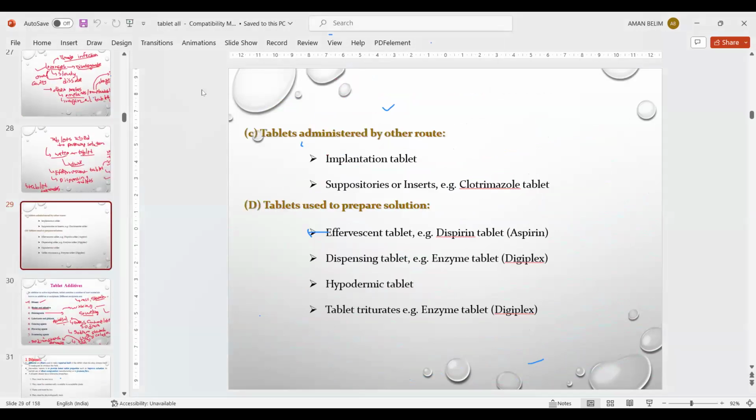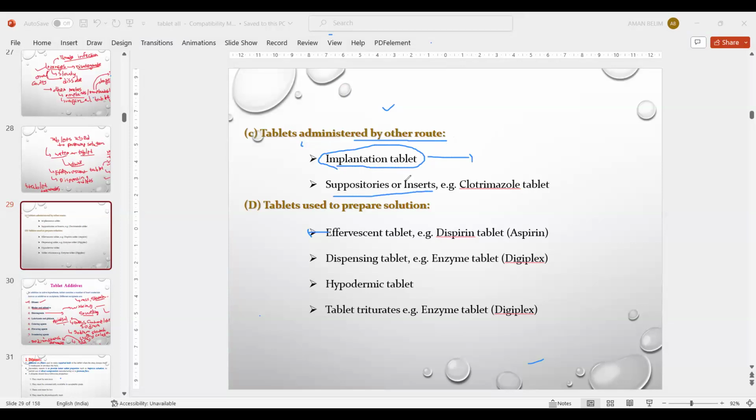Then different other types of tablets are tablets administered by other routes, like implantation tablets, like the sex hormone implants, right? Like estrogen and progesterone, those implants are also a type of tablet, okay, which are implanted into the tissue cavities to give a longer release, a release for a longer period of time, okay.